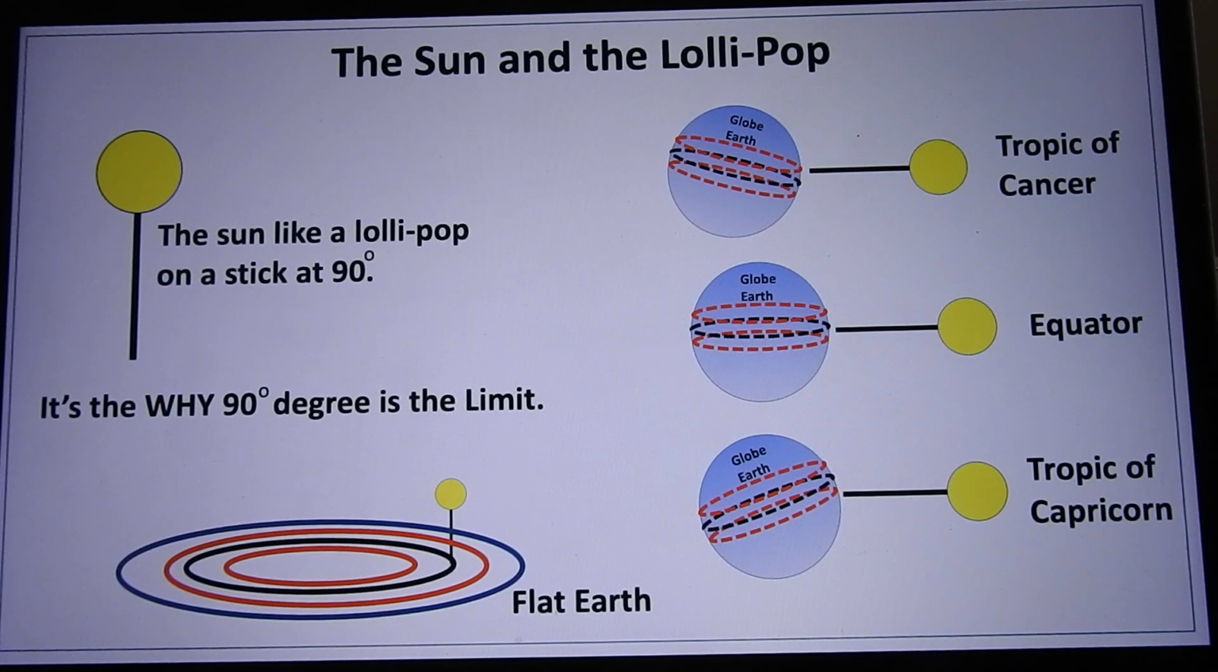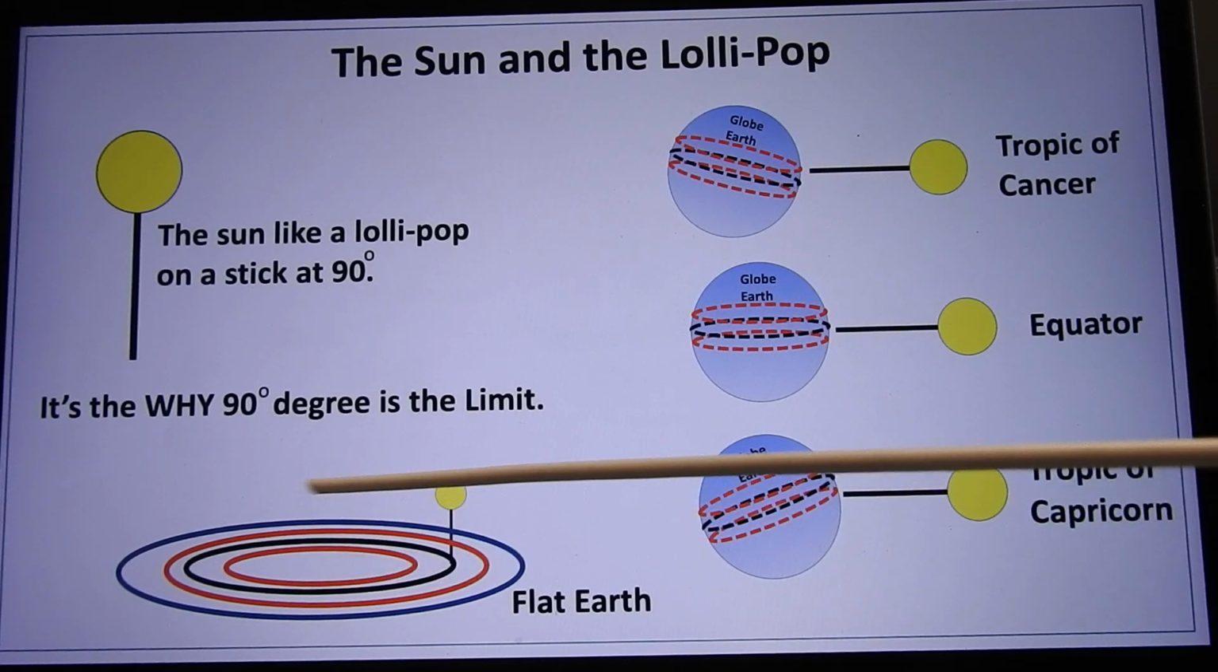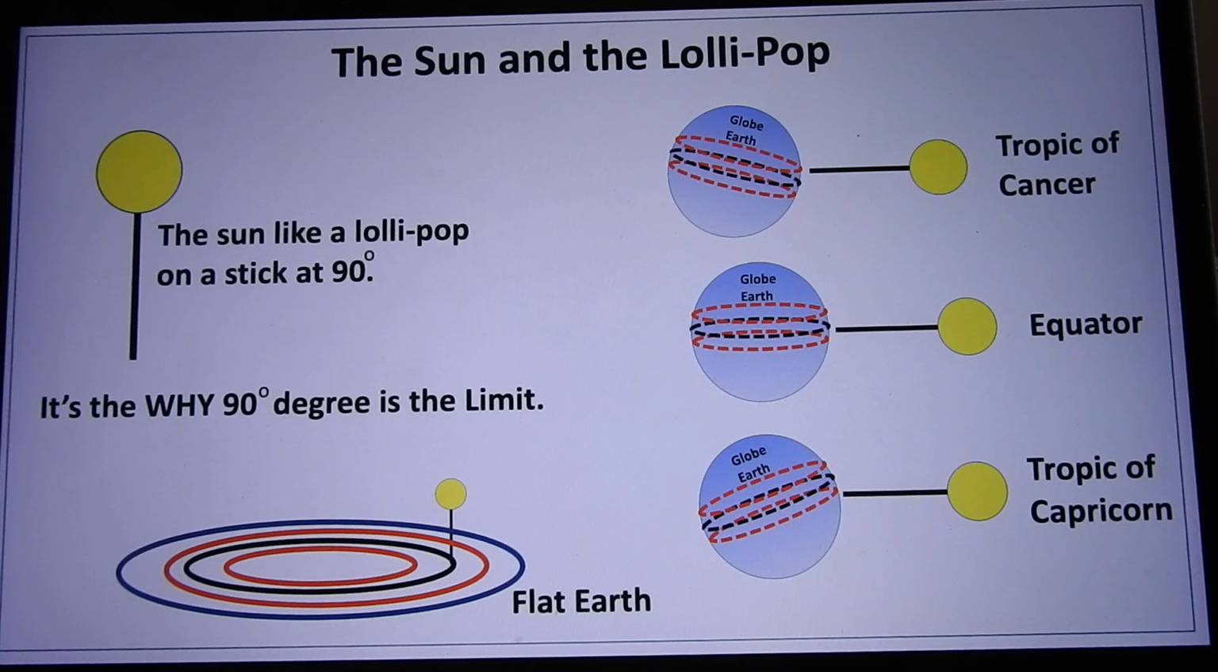Again, for the flat Earth model, the sun just orbits over the top of the flat Earth at 90 degrees. It's like a lollipop here on the left. The only difference is the lollipop, instead of being upright on the flat Earth model, is to the side on the globe model. Very simple application.